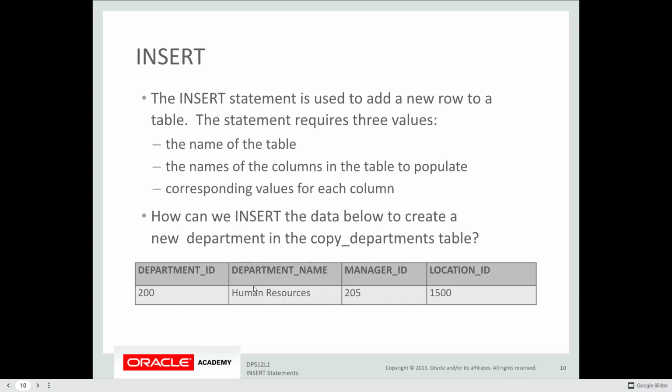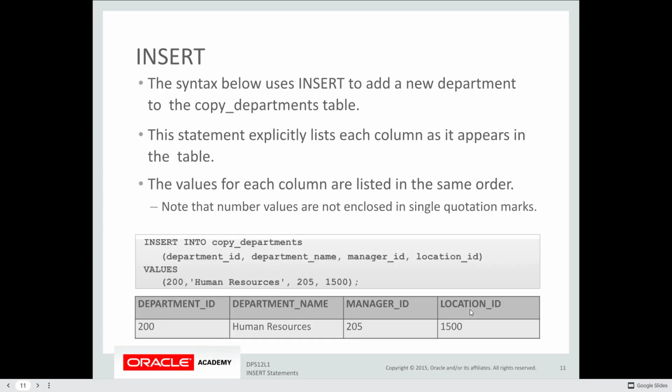So basically, in our first scenario, we're trying to create a new department, and that department is going to be 200, Human Resources. The manager ID is going to be 205. The location is going to be 1500. So if you take a look at this query, this is the syntax. Please be aware of the syntax. The statement explicitly lists each column.